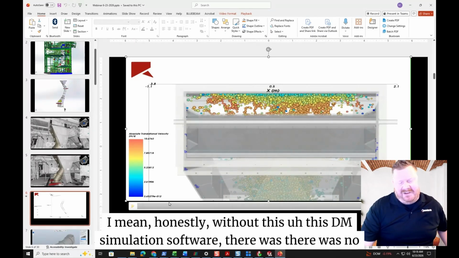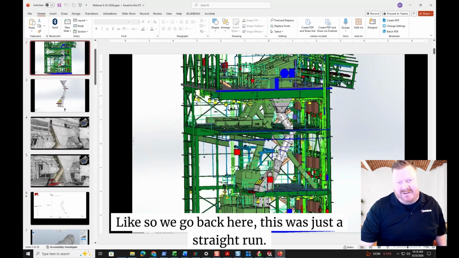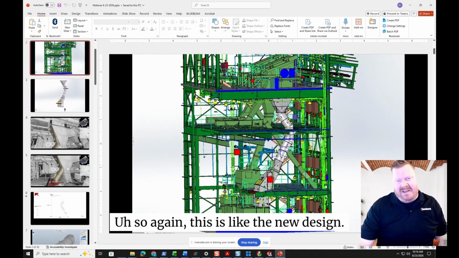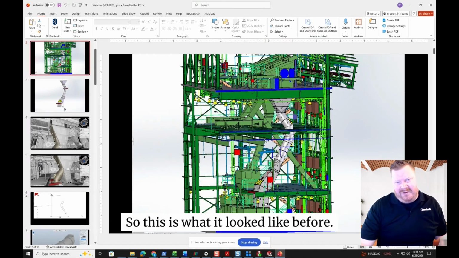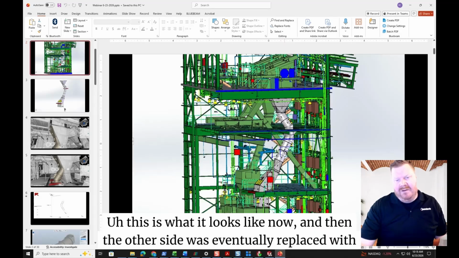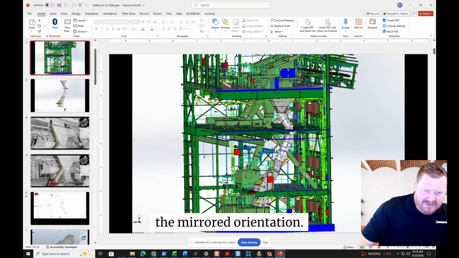Honestly, without this DEM simulation software, there was no point in doing the project. So we go back here. This was just a straight run. So again, this is the new design. We eventually replaced the other side with the mirrors. So this is what it looked like before. This is what it looks like now. And then the other side was eventually replaced with the mirrored orientation.